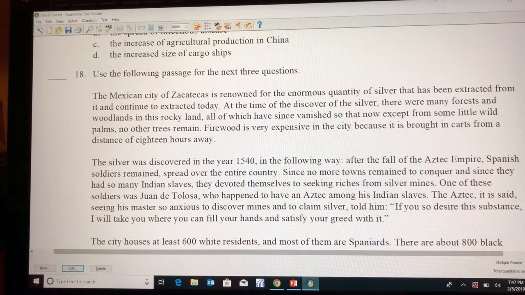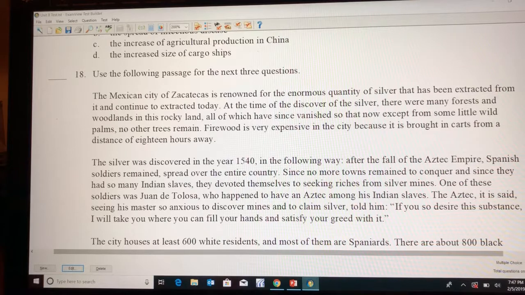The silver was discovered in the year 1540 in the following way. After the fall of the Aztec Empire, the Spanish soldiers remained, and they spread over the entire country. Since no more towns remained to conquer, and since they had so many Indian slaves, they devoted themselves to seeking riches from the silver mines. So they looked for silver.